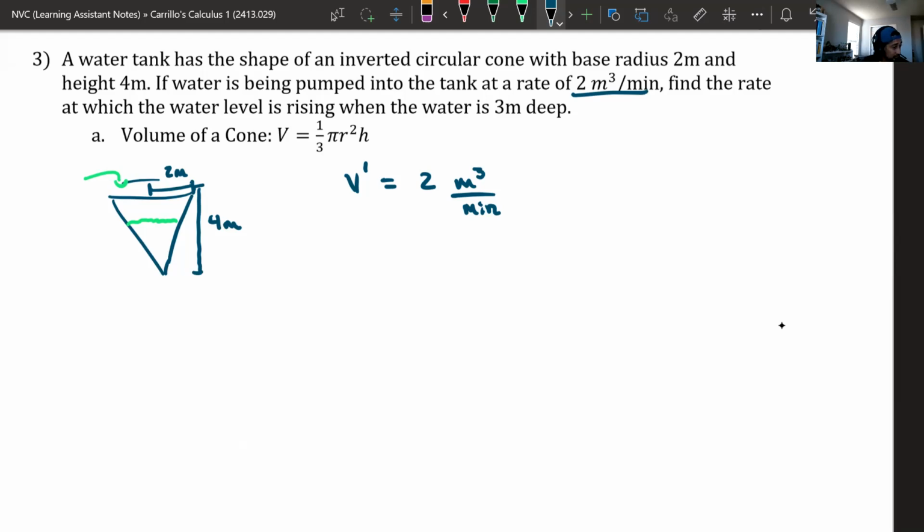Then we're asked to find the rate at which the water level is rising when the water is 3 meters deep. So I need a variable to represent the height of the water. So I'm just going to say h. In this case, we're asked to find what h prime is. Now, to find the relationship between the volume and the height, it's actually given right here, isn't it? The volume of this cone is 1/3 pi r squared h. So if I take this relationship and differentiate it, that will give me the relationship between V prime and h prime.